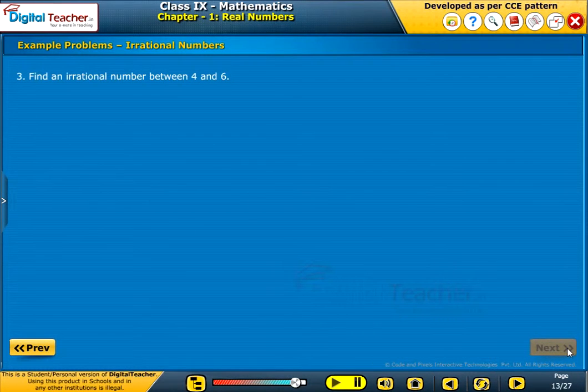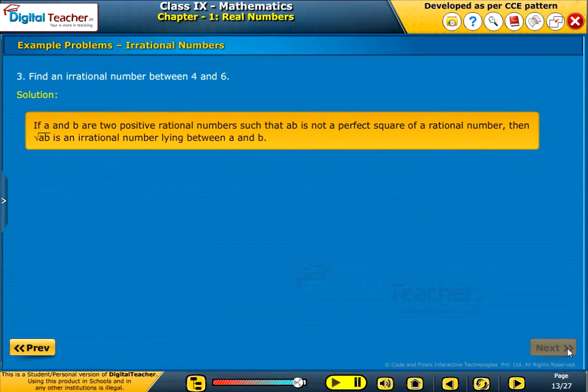Find an irrational number between 4 and 6. Solution. If A and B are two positive rational numbers, such that AB is not a perfect square of a rational number, then root AB is an irrational number lying between A and B. Therefore, an irrational number between 4 and 6 is root of 4 into 6. By solving further, we obtain it as 2 root 6.